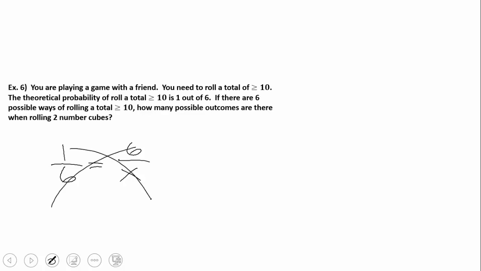Once again, it looks like a proportion, so it can be solved like a proportion. 36 equals x, so there are 36 possible outcomes.